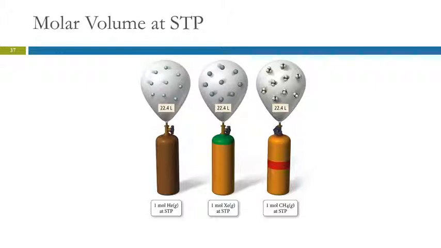But what does a mole of helium weigh? 4 grams, right? And xenon? About 131 grams. And methane? About 16 grams. So these balloons will have very different masses, but the same number of particles and the same volume. Any questions?